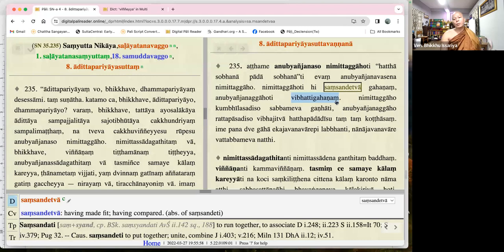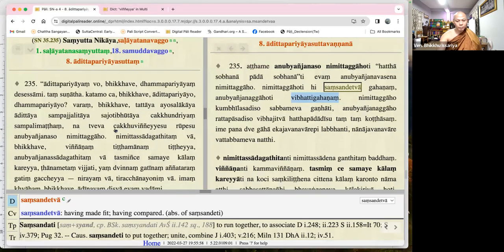So we were deeming, making a detailed analysis. The eye is beautiful, but the nose is not so beautiful, the cheek is beautiful, the lips are not so beautiful, and so on. So comparing and analyzing, in this way. Anubyañjana, animitta, rūpesu anubyañjana.